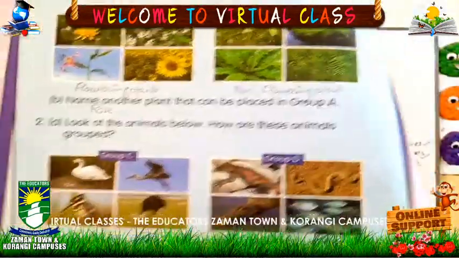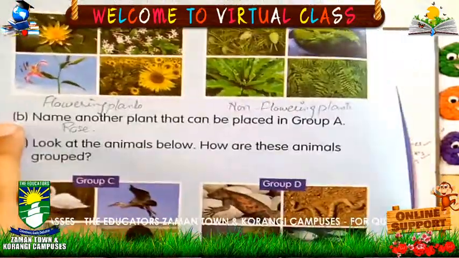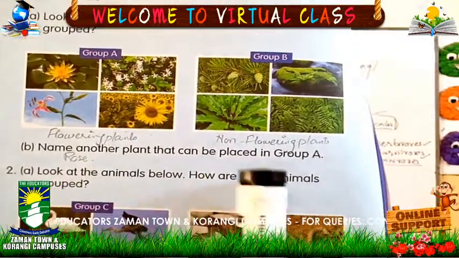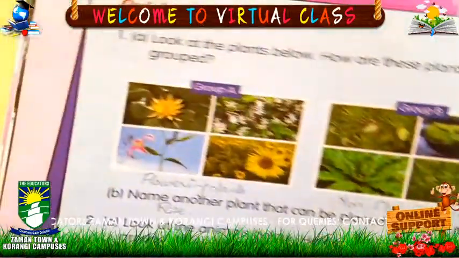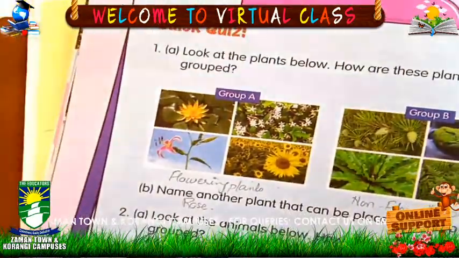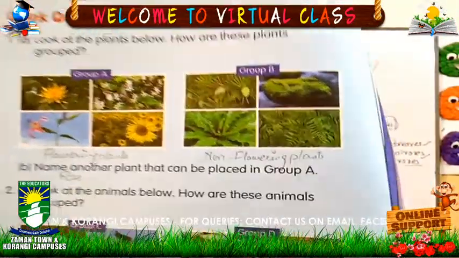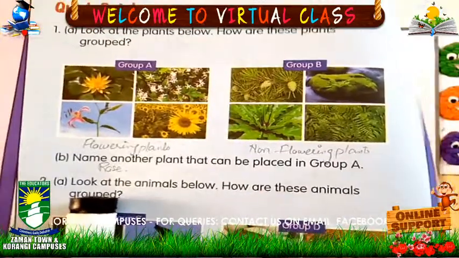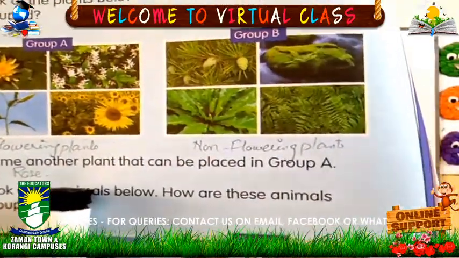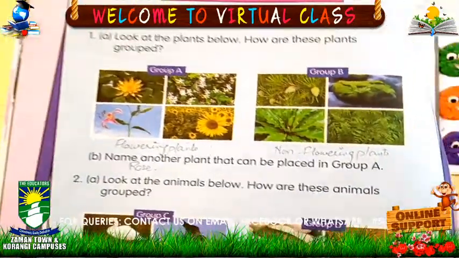Now next thing, number 2 of the B part. Name another plant that can be placed in group A. Just think about which plant can come here. This is a flowering plant, so we can add any flowering plant. What we are adding is rose. Just write down rose here. Done.